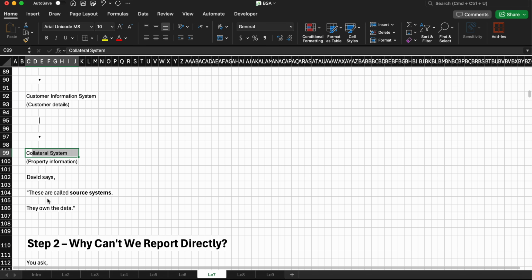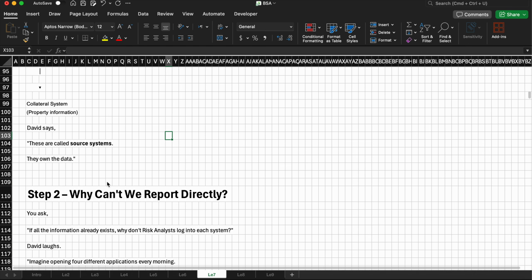So David says these are called source systems. If you are working with data, data is nothing but a piece of information. You should ask what the source system is, because on that source system we have a dependency for our technical components. It's a very important question when you are gathering requirements. So please ask, what is the source? They own the data.